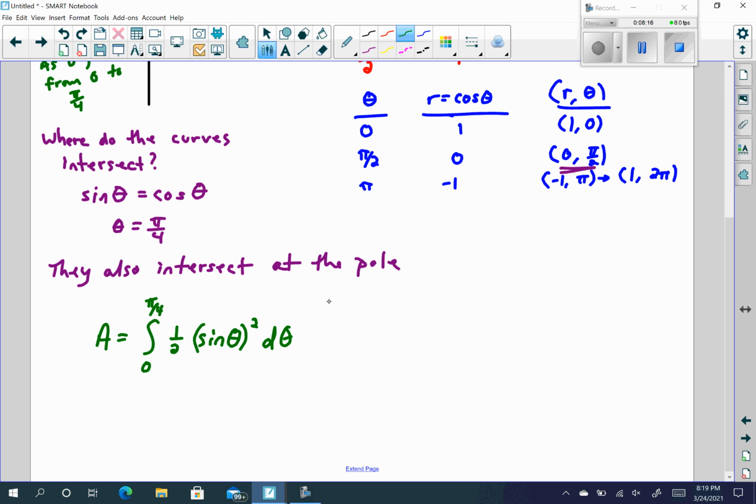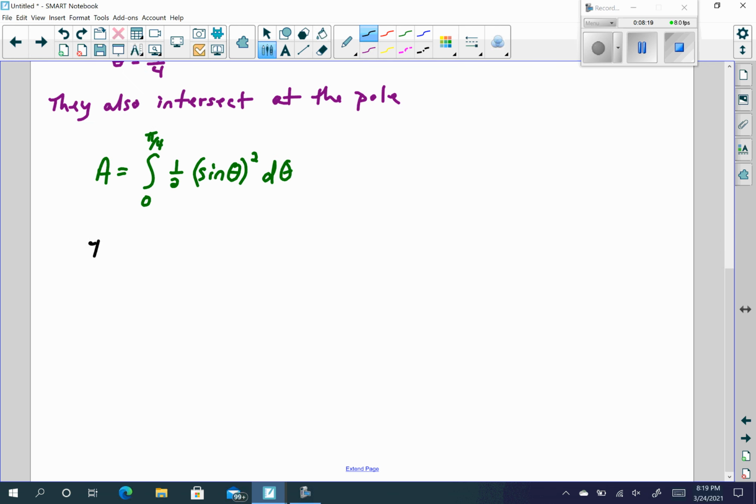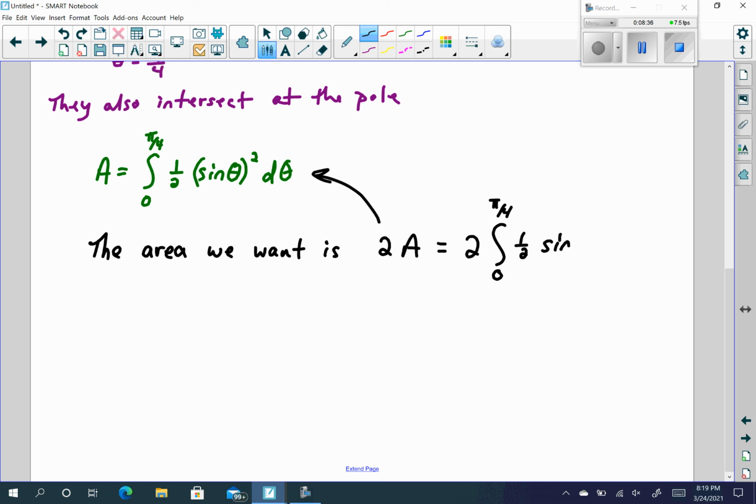So the area we want is double this value that's right here. So we're just going to say that's 2 times the integral from 0 to pi over 4 of 1/2 sine theta squared d theta. So exploit the symmetry. And then we could just go through and evaluate that integral. But right now, the most important part is just being able to set that up. All right, so let's go through a couple more examples before we focus on arc length.